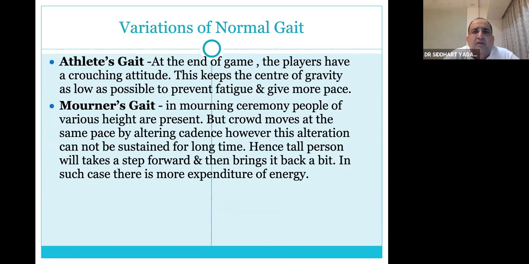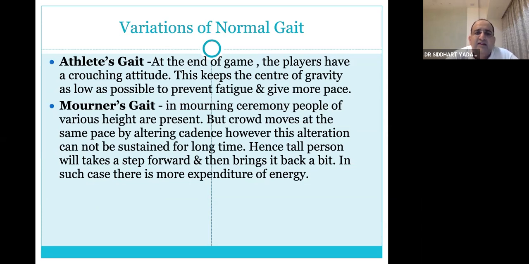Now, what are the normal variations of gait? Athletic gait. At the end of a game, what happens? The players have a crouching attitude. They lean forward to keep the center of gravity as low as possible, and that prevents fatigue and gives them more space. This is called athletic gait.